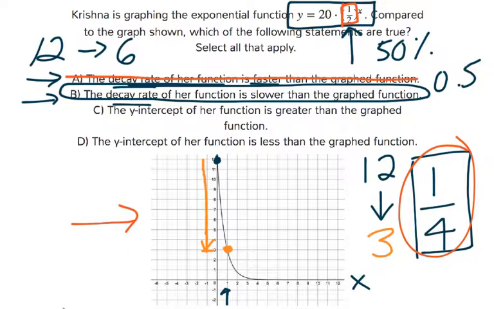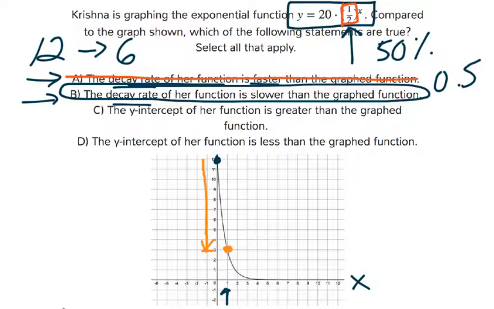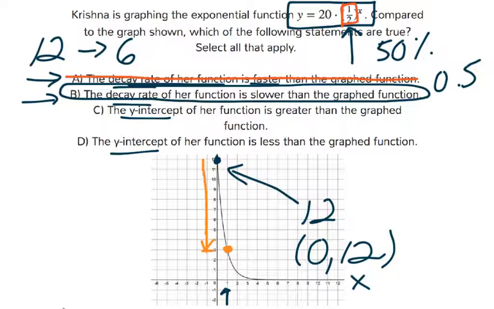Let's go ahead and jump to C and D now. In C and D, we are comparing the y-intercept of her function versus the graph function. Well, the y-intercept of the graph we found is 12, or you could write it as the coordinate point (0, 12). And for her function, if you look up here, the starting value is 20. Now, how do I know that's the y-intercept? Remember, the y-intercept exists when x equals 0.